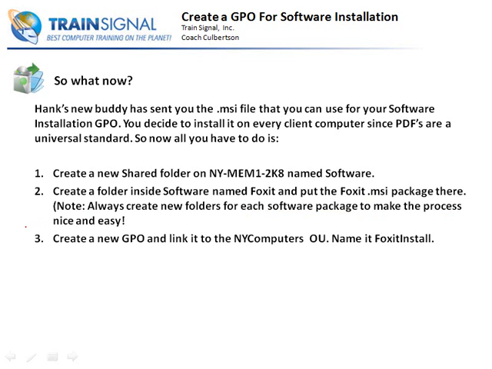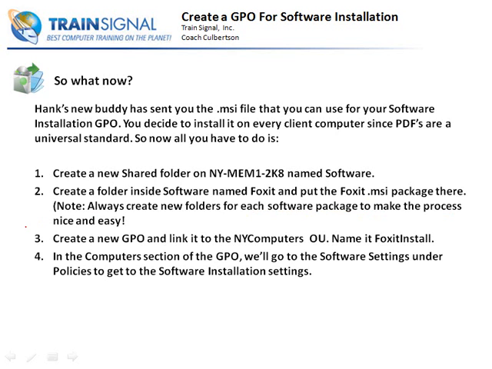All right, then we're going to create a new GPO. We're going to link it to NY computers, and we're going to name it Foxit Install. In the computer section of the group policy object, we are going to be installing it to the computer side because it's just easier. With the computer side, we're going to assign it, and we're just going to have our users reboot their machines. But anyway, once we're into the computer section of the GPO, we're going to go to software settings under the policy section to get the software installation settings.